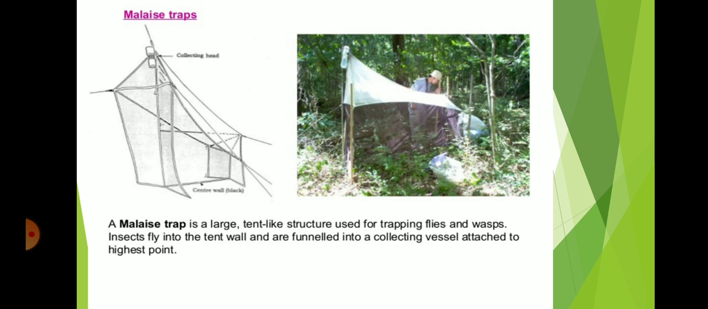So in this figure you can see that this is the net, so all these are the net and this is the collecting point. This is the collecting vessel where all the insects are collected. So the Malaise trap is mostly useful for trapping flies and wasps and collecting them.